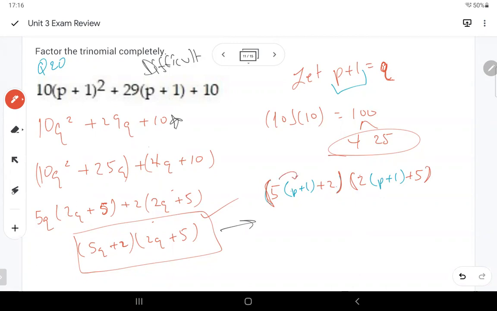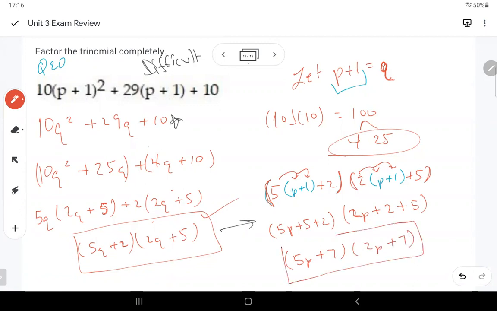And then we have to distribute and simplify. So we would end up with 5p plus 5 plus 2, and 2p plus 2 plus 5, which would leave me with 5p plus 7 and 2p plus 7. Okay, and that should check you back to here, kind of, because you would end up getting that full answer and this full answer when you work this out. So not the greatest internal check. It is why it's one of the harder problems.